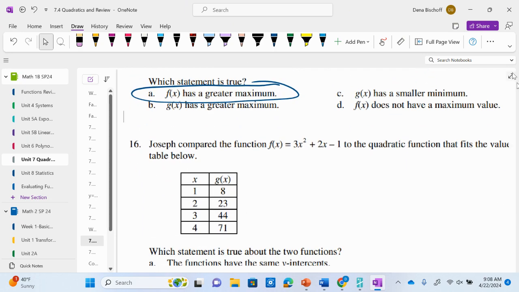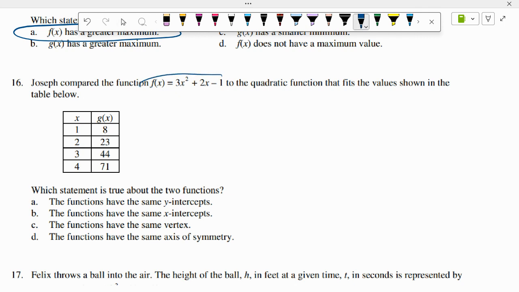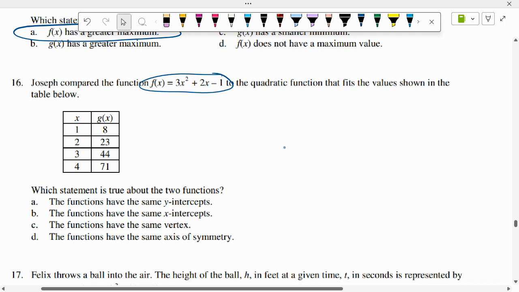Number 16. Joseph compared the function f of x equals 3x squared plus 2x minus 1 to the quadratic function that fits this table below. What is true? Caden, pick your head up and pick up your pencil right now. So I'm going to graph this one. Okay. So when I put this one into my graph, y equals 3x squared plus 2x minus 1.